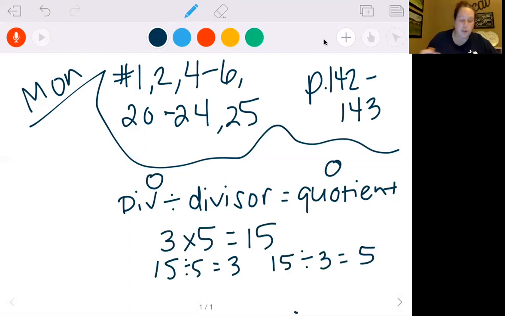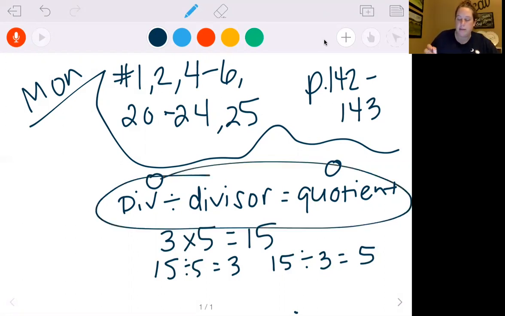Number 4, it says the quotient of a division problem is 6 and the divisor is 1. What is the dividend? So you're going to do the same thing we just looked at right here. If we know that our quotient is 6 and the divisor is 1, then we need to figure out that number right there, okay?